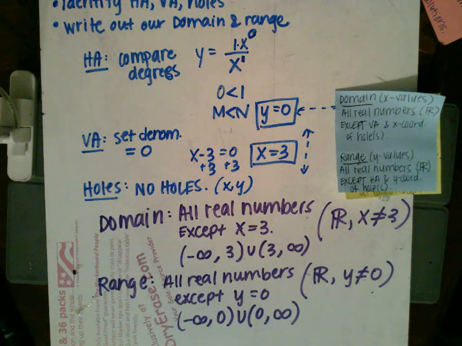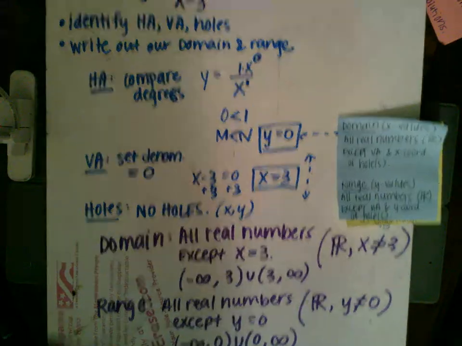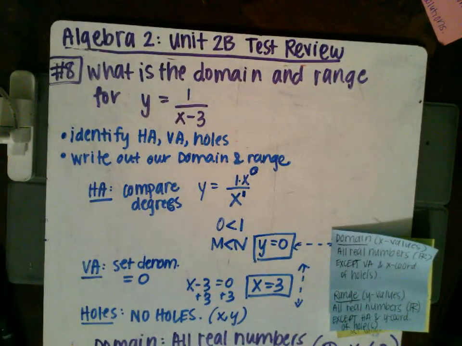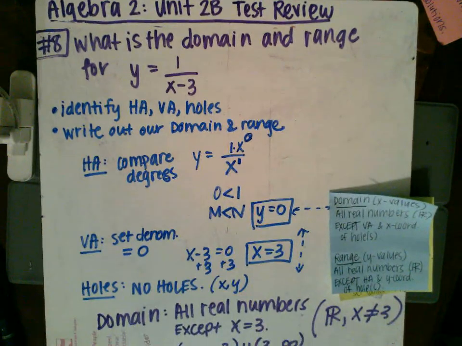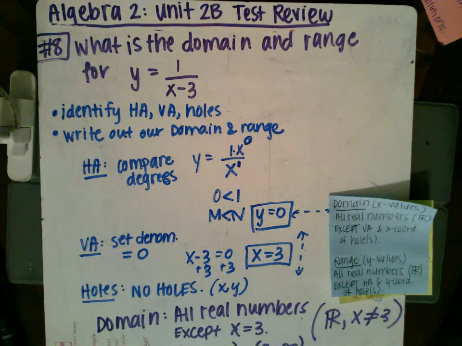So right now I'm going to stop the video. I'm at 53 minutes basically, and I can only record for 60-minute intervals at a time. So this is part 1. Part 2 will cover questions 9 through 11, I think it is. So I hope to see you in part 2 of the Algebra 2 Unit 2B test review.